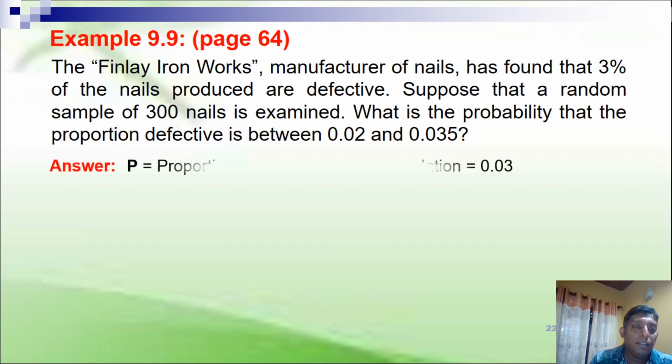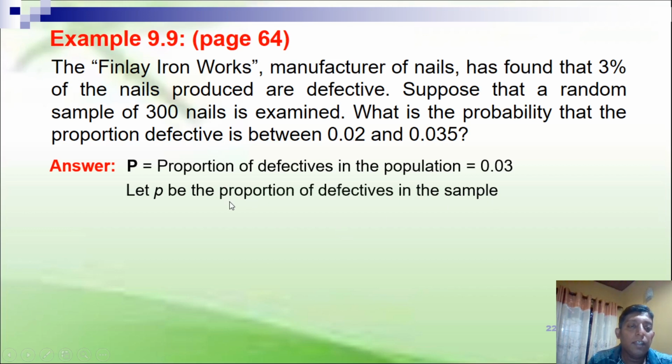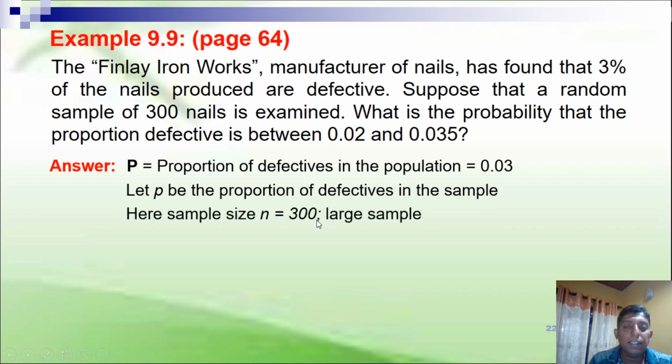Let's see the answer. Capital P represents the proportion of defectives in the population, given as 3%, that means 0.03. Then let simple p be the proportion of defectives in the sample. According to the given condition, the sample size is large.